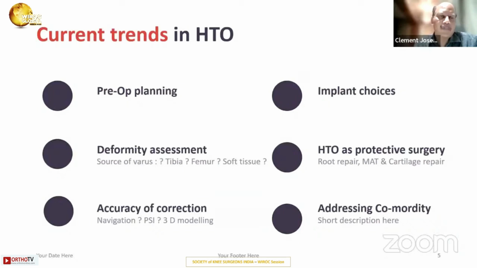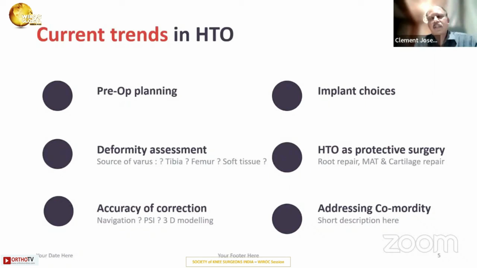We are emphasizing preoperative planning, and much more effort is being focused on assessing the deformity, primarily to know the source of varus, whether it is coming from the tibia, femur, or is a combined deformity, or whether there is a soft tissue component like a neglected lateral ligamentous injury in this patient. And how do we achieve the accuracy of correction? Whether certain perioperative techniques, navigation, robotic technology or patient-specific instrumentation will help. So these are the current areas of research in improving our HTO outcomes.